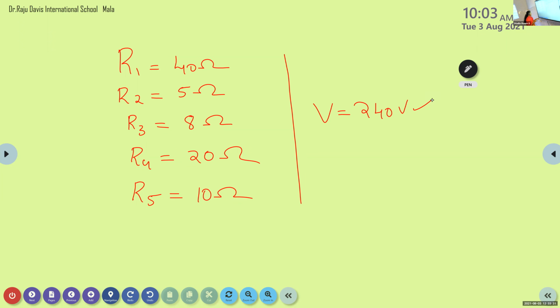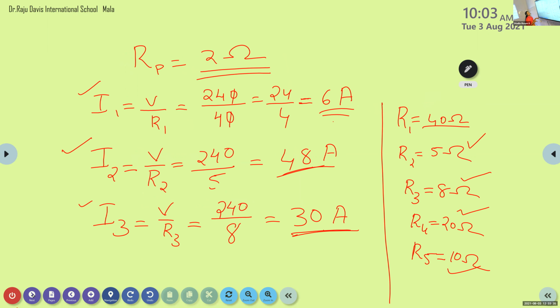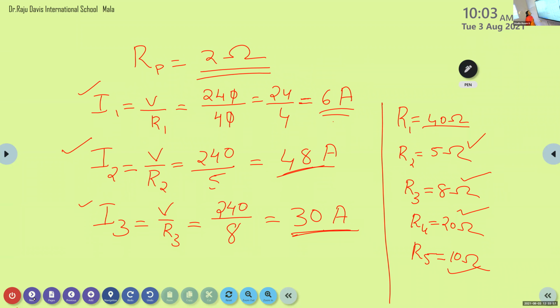Since it is a parallel combination, what is the equation for calculating the total resistance Rp? 1 by Rp is equal to 1 by R1 plus 1 by R2 plus 1 by R3. Here we have 5 resistors, so plus 1 by R4 plus 1 by R5. By substituting all these values, we get Rp is equal to 2 ohm.